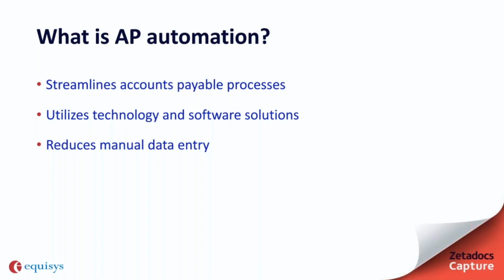As a Business Central customer, you're likely to be aware that Business Central does not offer AP automation. However, there are several third-party AP automation add-ons that fill in this gap, including our own Zetadocs Capture. These vary in level of integration, range of features, and simplicity of use, which is why it is important to consider your options and find the best one for your business.